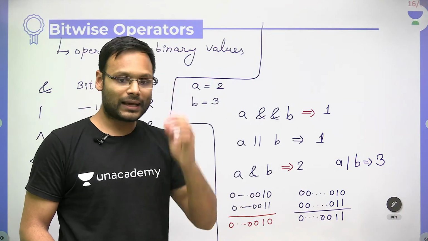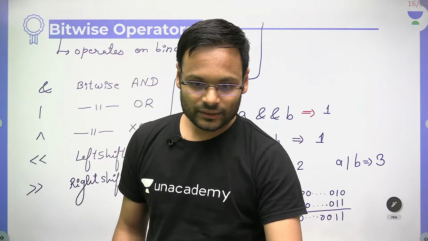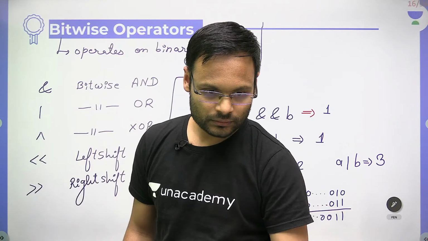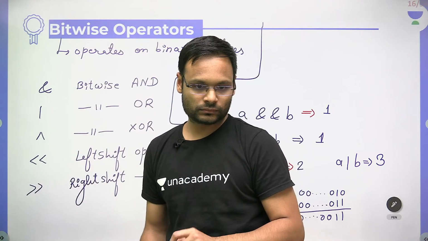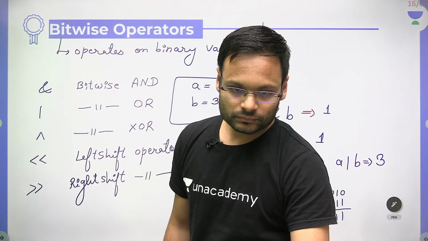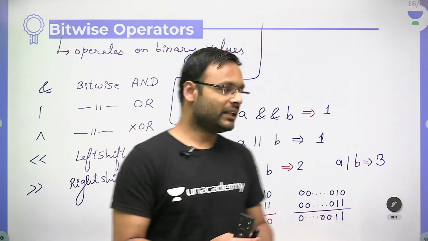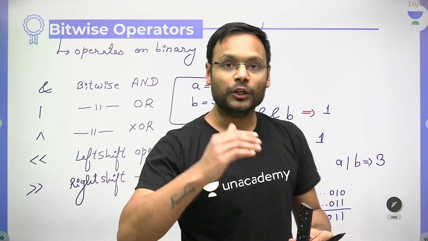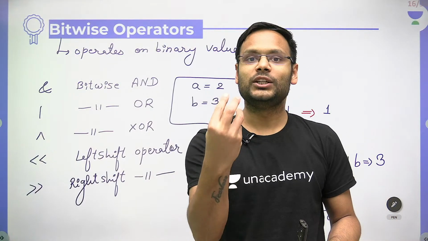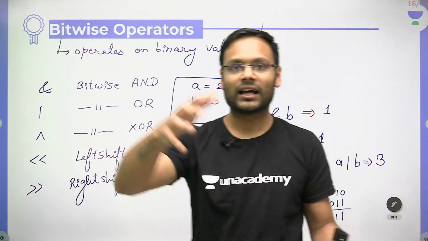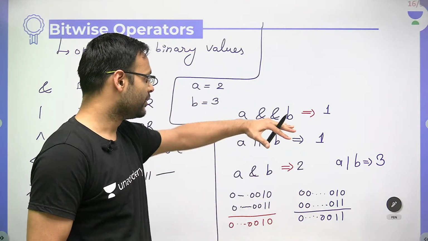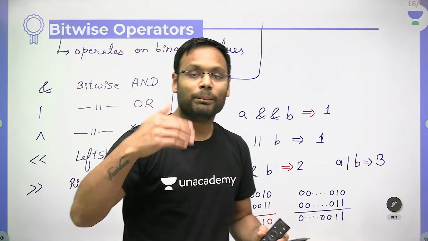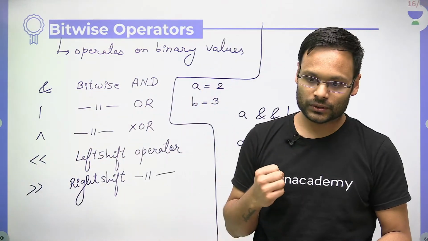So I hope you guys understood the meaning of bitwise and logical AND. We will use logical AND when we have to write two conditions: one condition is true and the other condition is also true. For logical AND we use double ampersand. Single ampersand we use whenever we require the bitwise ANDing of two values. Okay?